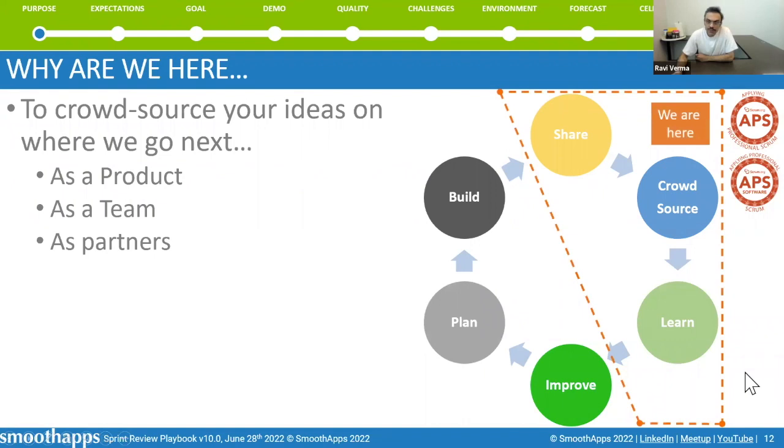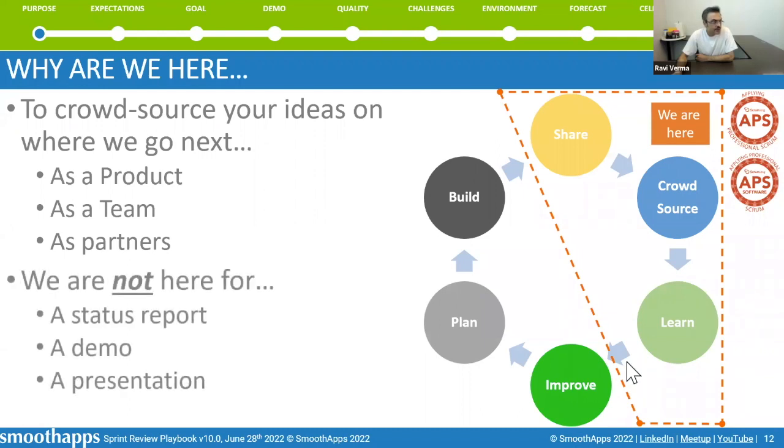Also, many of you said people just show up and they think it's a status report to a steering committee or it's just a demo. Tell them this is not a status report, although there will be a demo. The demo is not the intent. It's a means to an end. And although we are presenting some information, that is not the intent. It is a bi-directional collaborative conversation.